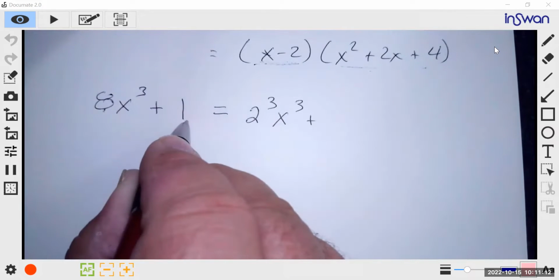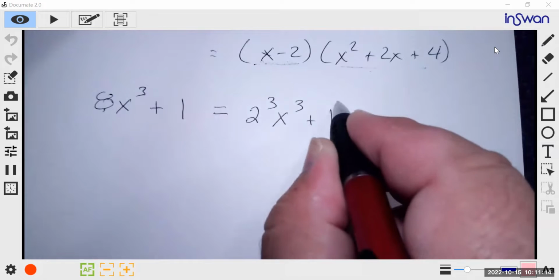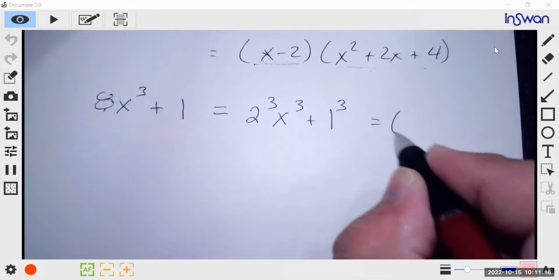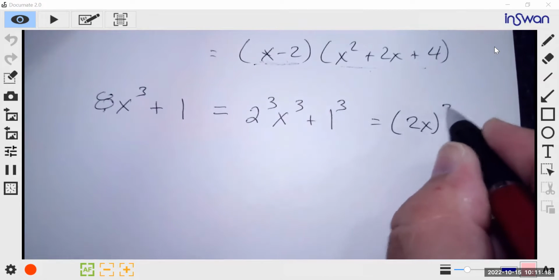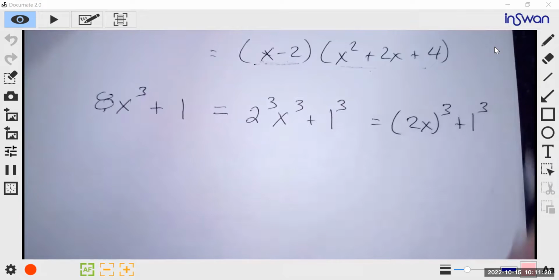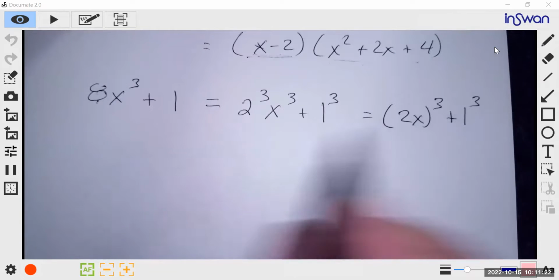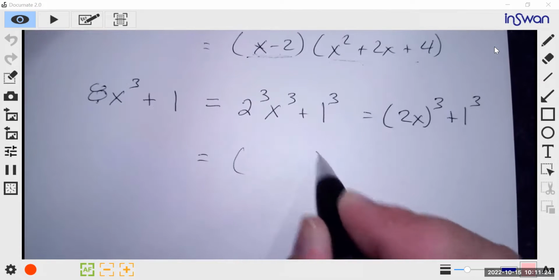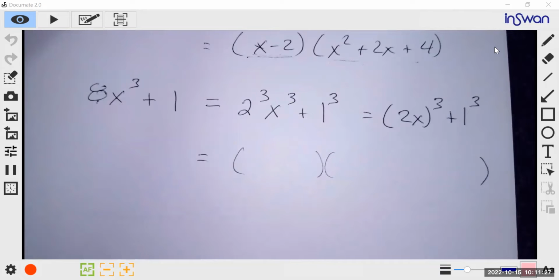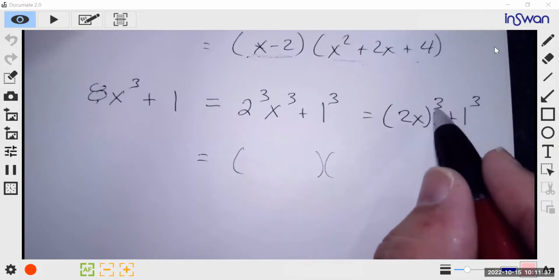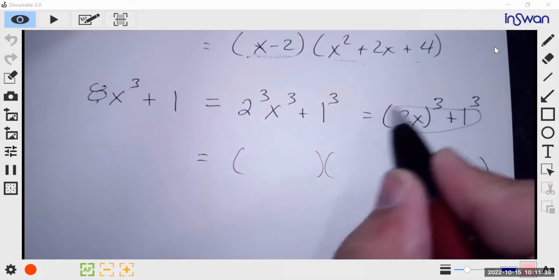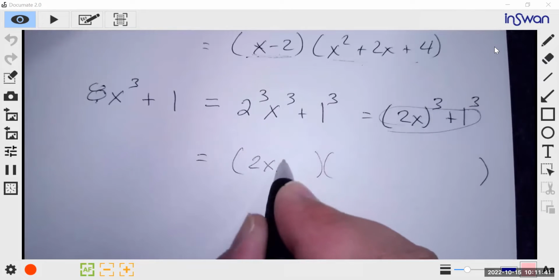Is 1 a perfect cube? Yes. So this could be written as 2x cubed plus 1 cubed. So we have 2 cubed. So in the first parenthesis, what goes there? It's whatever's under the cubes. 2x plus 1. Yep.